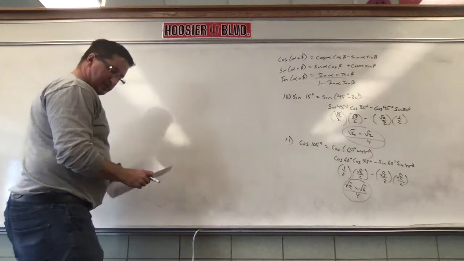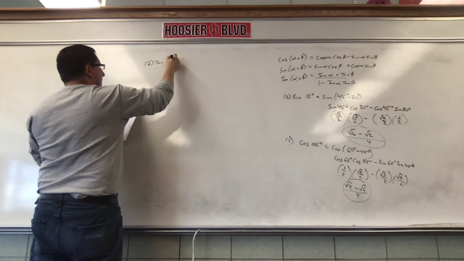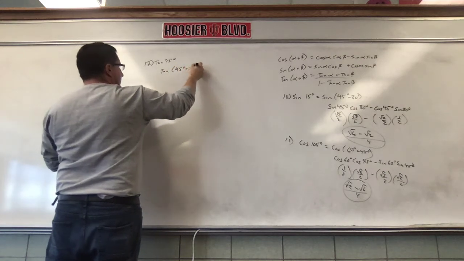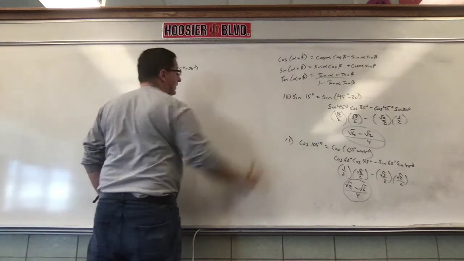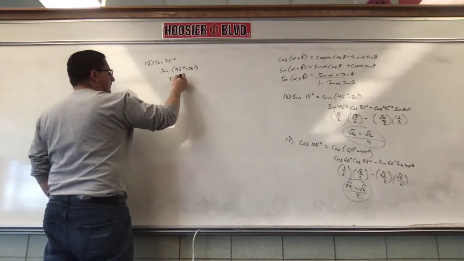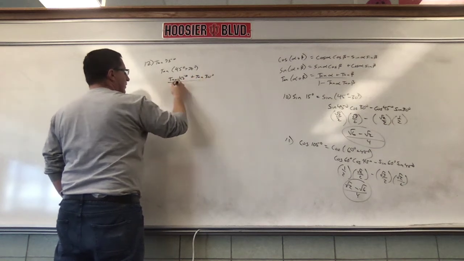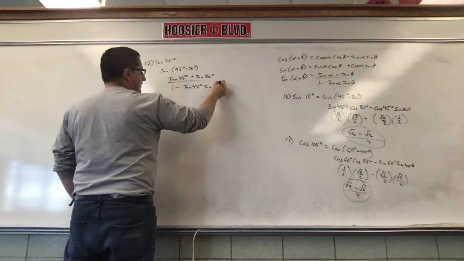Okay, tangent of 75. I'm going to make it the tangent of 45 degrees plus 30 degrees. Okay? All right, so I can use this one right here. So it's the same as the tangent of 45 degrees plus the tangent of 30 degrees over 1 minus the tangent of 45 degrees times the tangent of 30 degrees.